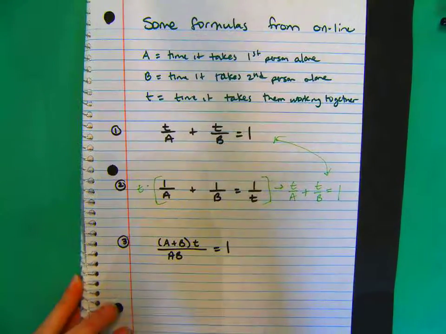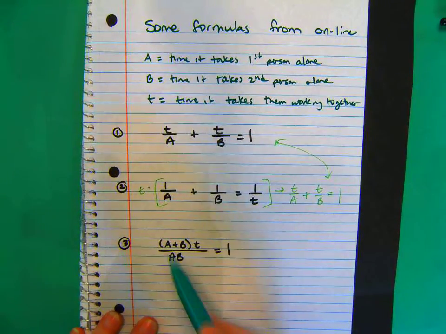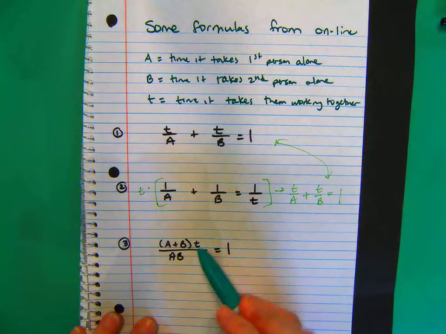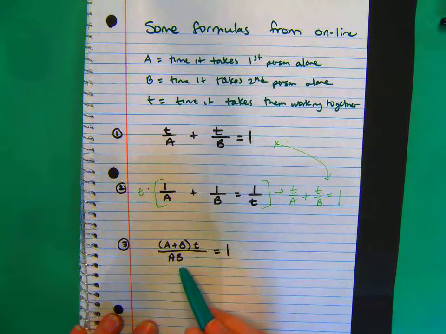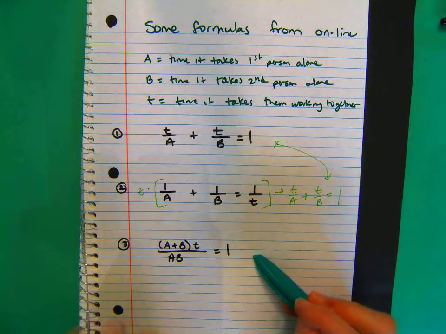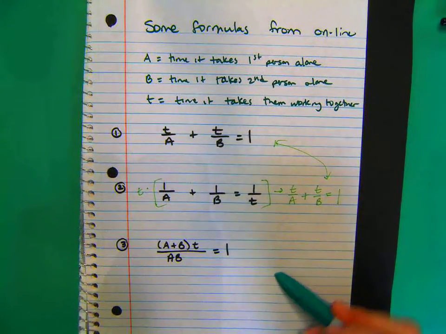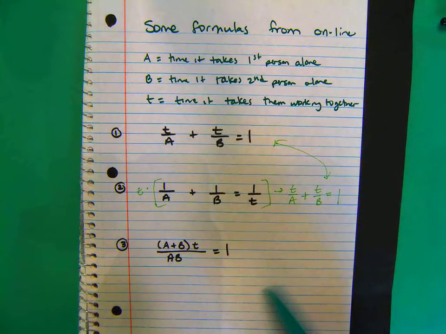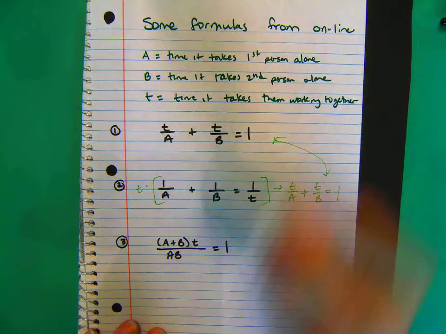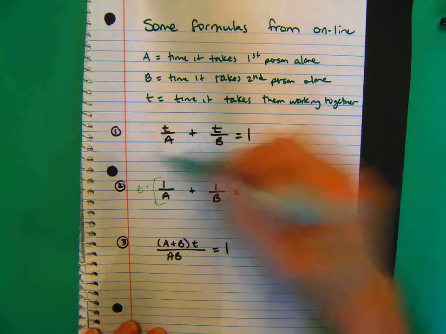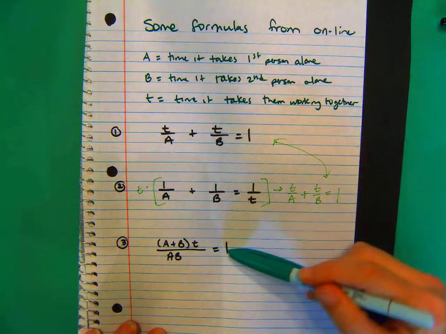As a matter of fact, this was another formula that was on there. If you had two people's individual rates, you could add their rates and make that the coefficient of t. You multiply their rates, make that the denominator, and then put that equal to 1. Well, gosh, that really doesn't make sense to me. It seems like a lot of work. It magically works, but I have no idea why. Again, this one comes from getting a common denominator with this one. If you got a common denominator up here, you would have this.